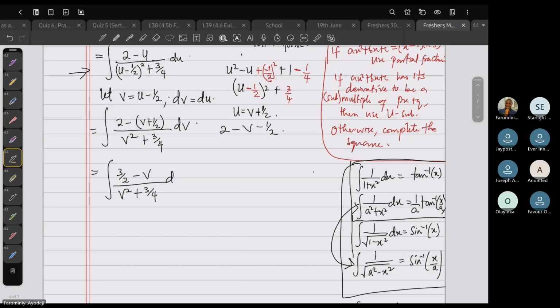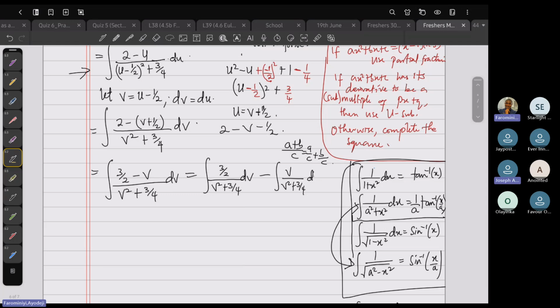Then I want to split it, because that is when it is easier to do. When we have a plus b over c, I can always split it as a over c plus b over c. So this is 3 over 2 over v squared plus 3 over 4 dv. Then the second one, minus v over v squared plus 3 over 4 dv. Is it clear now up to that point, Joseph?